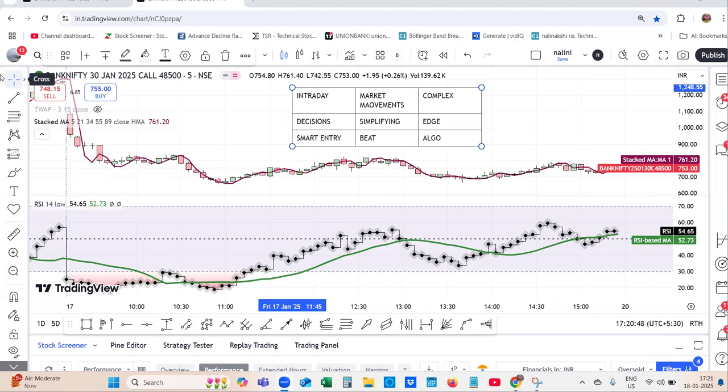The same topic of intraday, because intraday is a powerful trading strategy, but it is very complex. Winning the intraday, making money in the intraday, it is very, very difficult.